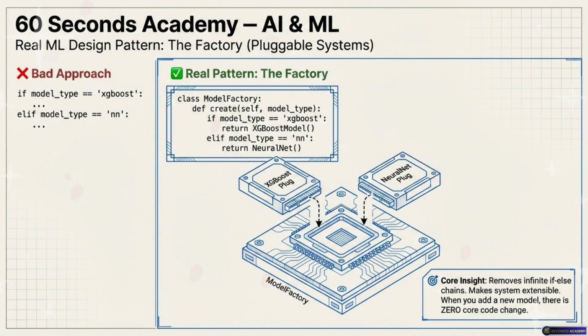Why is that if-else chain so bad? Like, if model type equals XGBoost, instantiate this. If model type equals neural net, instantiate that. It seems straightforward at first, until you realize what's actually happening inside those if blocks.